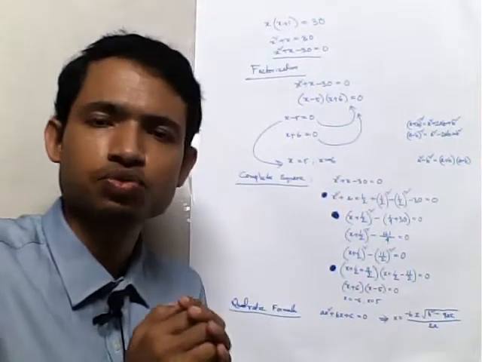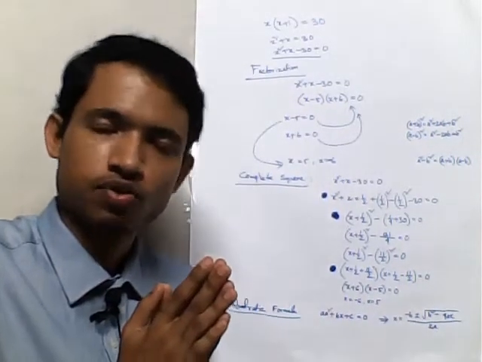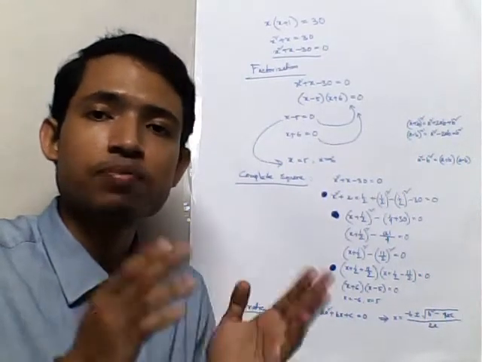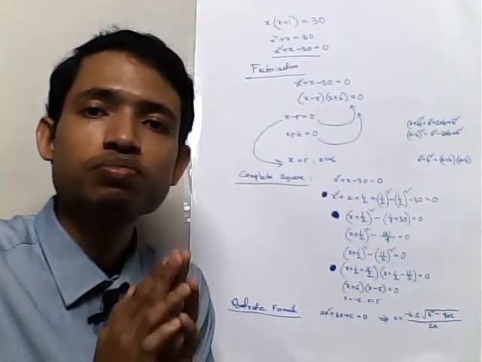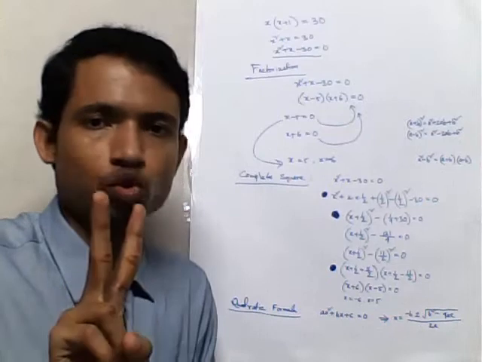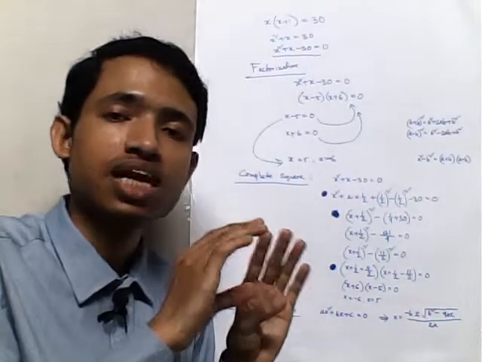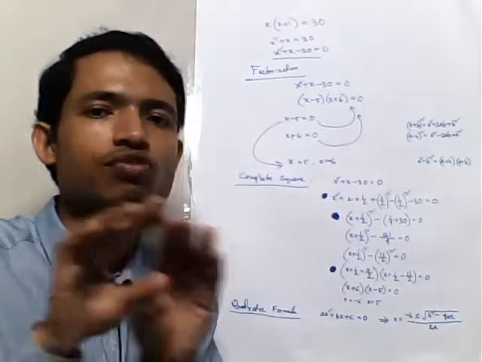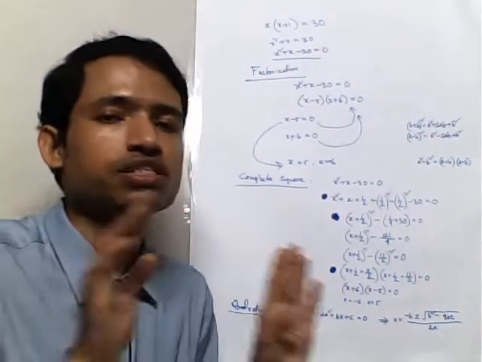Now let's move on to the quadratic equation. Okay. So what is quadratic equation? Quadratic equation is a type of polynomial equation where the degree of the polynomial equation will be 2. Okay. And the general form can be expressed as ax squared plus bx plus c equals 0. Okay. And a must not be equal to 0.